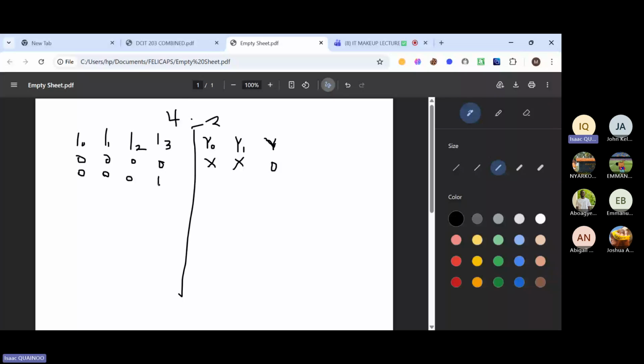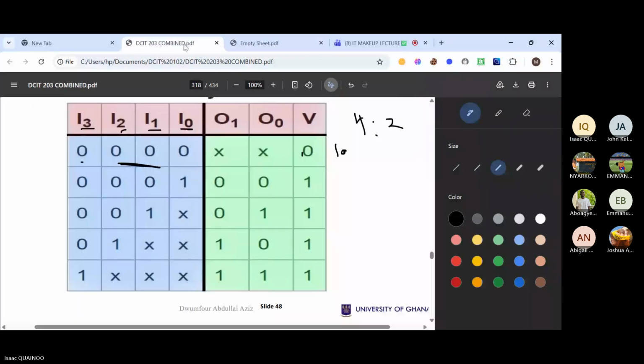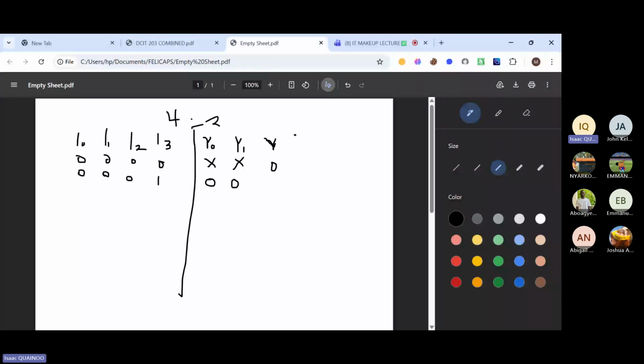What is going to be the correspondence here? We know the correspondence is going to be 0, 0, right? Because we studied earlier. Just think about this from the perspective of a decoder. Just imagine this is your input. We said that under our decoder, if you have a 0, 0, then it will correspond to D0. D0 becomes high, right? So do you remember that?